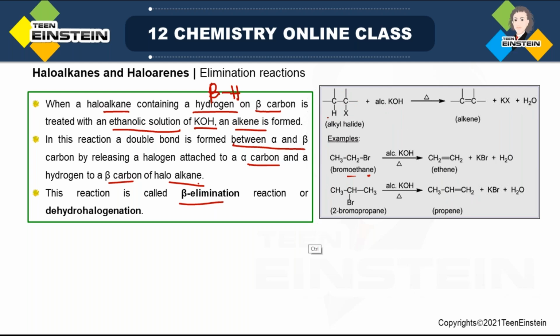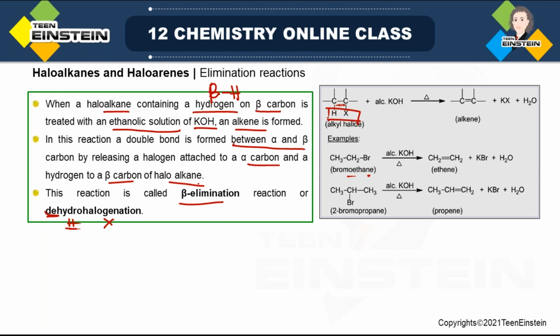Dehydrohalogenation means what? Removal of H and X. So together it is hydro for H, halogen for X, and D means it is removed. So it is net removal of H and X, right? And there is formation of a double bond here. So that is why it is also called dehydrohalogenation.